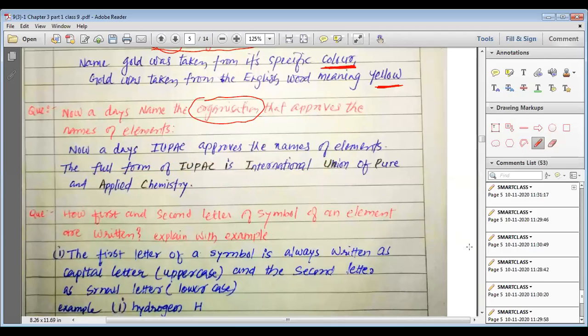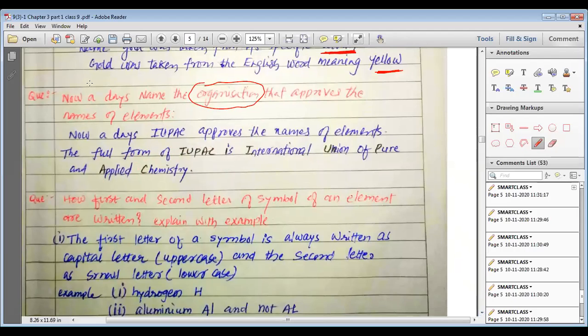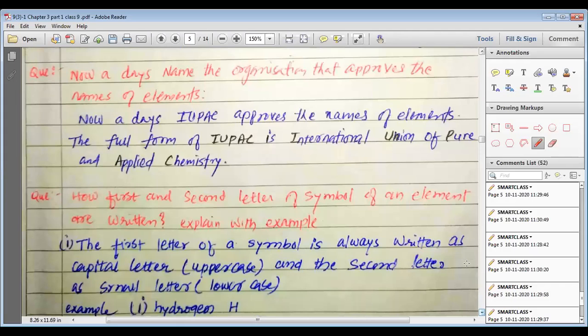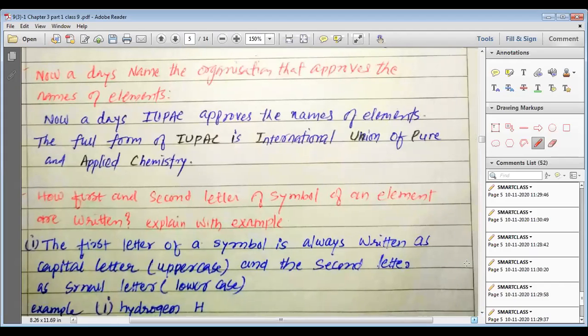तो बच्चों हमने पढ़ा, किसके बारे में पढ़ा? We have just studied about the full form of International Union of Pure and Applied Chemistry, and it is the organization that approves the name of the element. बच्चों, International Union of Pure and Applied Chemistry is the organization that approves the name of the elements, symbols of the elements. So nowadays, IUPAC approves the names and symbols of the various elements.